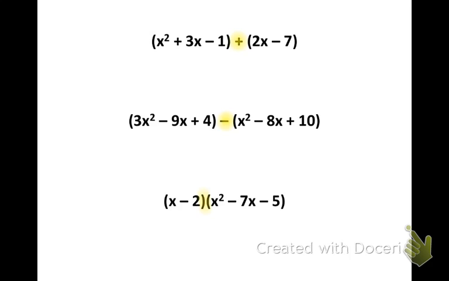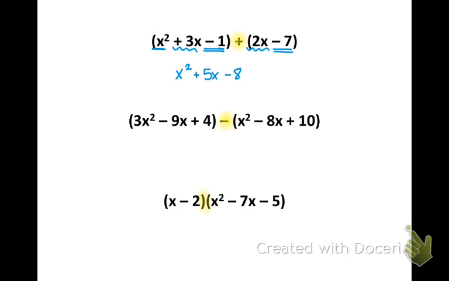So on this first one, it's just addition. The only thing that we would do is combine our like terms. Match them up. I have an x squared, a positive 3x, a positive 2x, and I have a negative 1 and a negative 7. So when I combine my like terms, I get x squared plus 5x minus 8. No multiplying there.